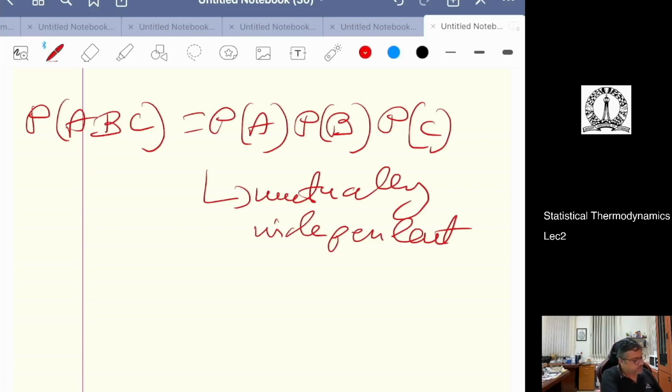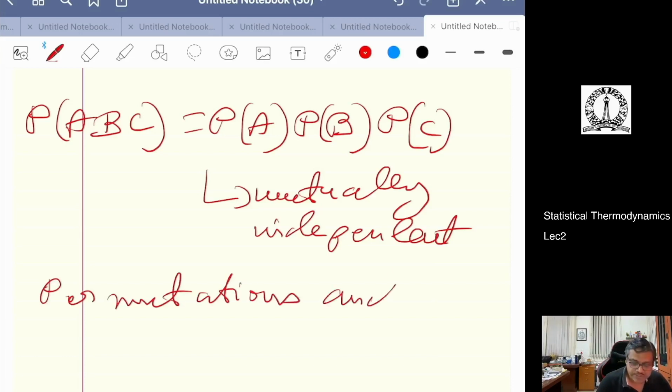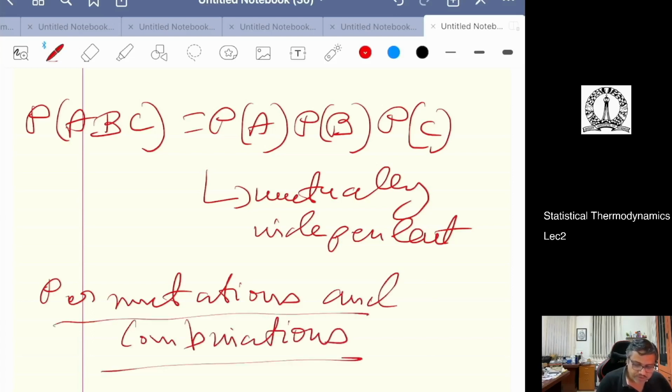Okay. So now let us look at some of the permutations and combinations in this particular case. This is like a rehash of the statistics that we are doing. So permutations and combinations now. So let's look at those now.